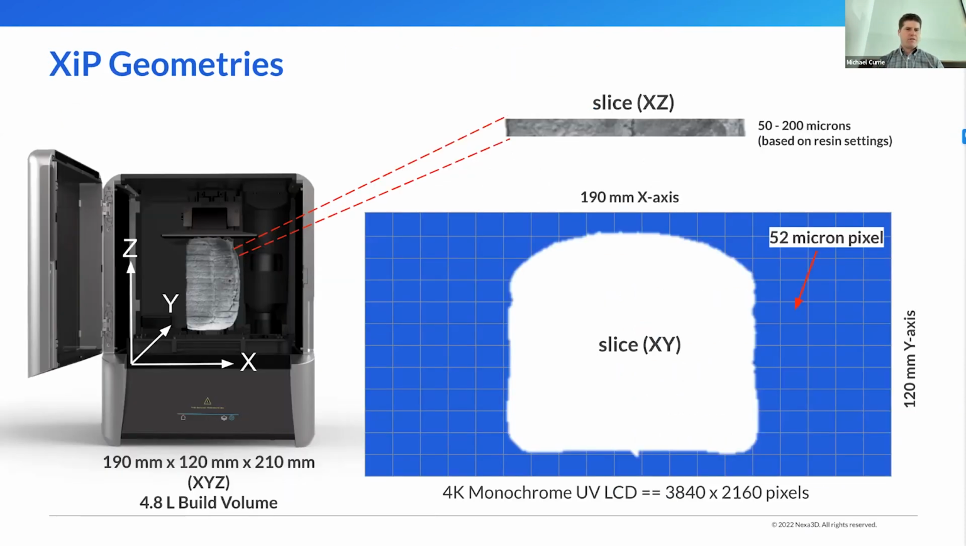Okay, so the geometry of the XiP, I want to give you some idea of the geometry here. We're talking about a 4.8 liter build volume. Again, in this analogy of the bread, 1 slice in the XZ dimension would be 50 to 200 microns based on your resin settings. And then in the XY dimension, you have this grid of pixels. This is a 4K screen, so the smallest pixel is 52 microns on the side. So it's approximately the width of a human hair. So we're able to have pixels the size of a human hair.